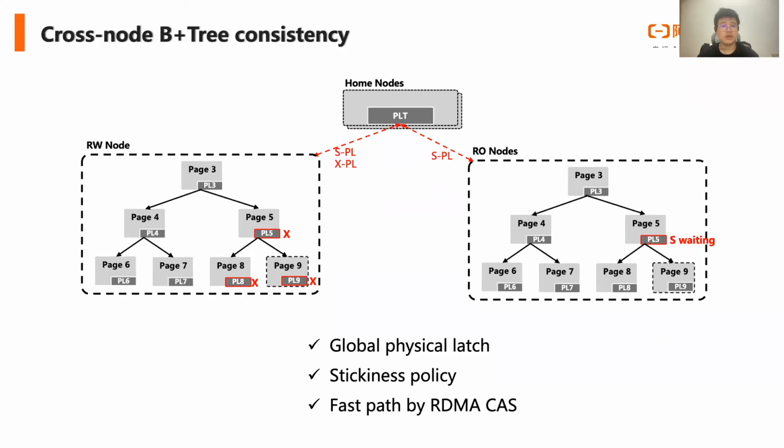This picture shows the mechanism of cross-node B plus tree consistency. We use the global physical latch to achieve atomic access to the pages located in different nodes and ensure the structural consistency of the B plus tree. And we use a sticky policy to reduce the access frequency of the page latch located in the home node to optimize the locking latency. We also adopted a fast-path mechanism based on RDMA to improve the communication latency in complicated scenarios.